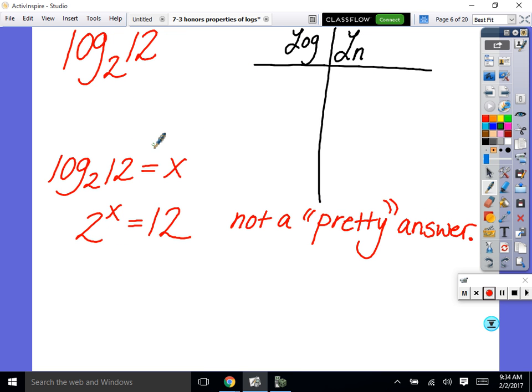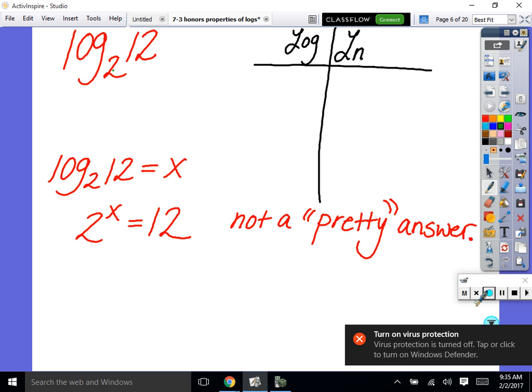It's the same idea. If we have log to the base 2 of 12, I tried to evaluate or simplify it by rewriting it as an exponential: 2 to the x power equals 12. So that's what this means, right? Log to the base 2 of 12 means base 2 to what power equals 12? Well, nothing that I can think of, nothing pretty. We don't have a pretty answer is what I like to say.